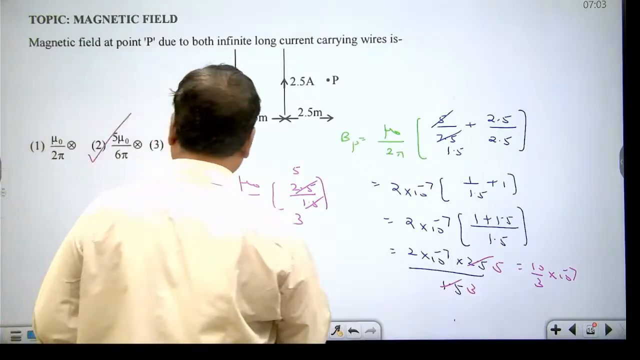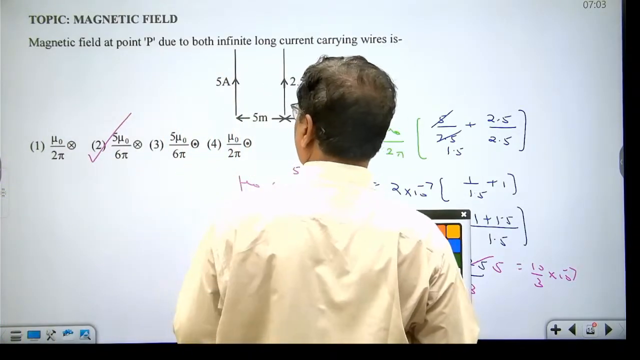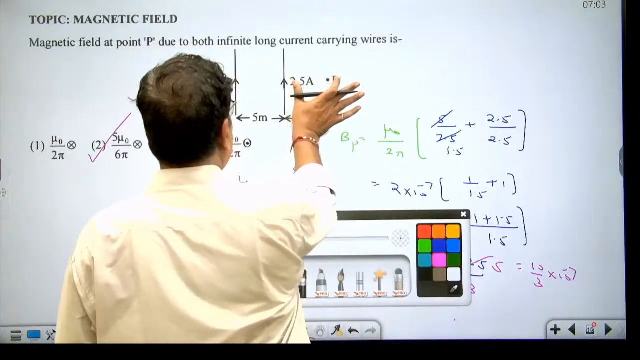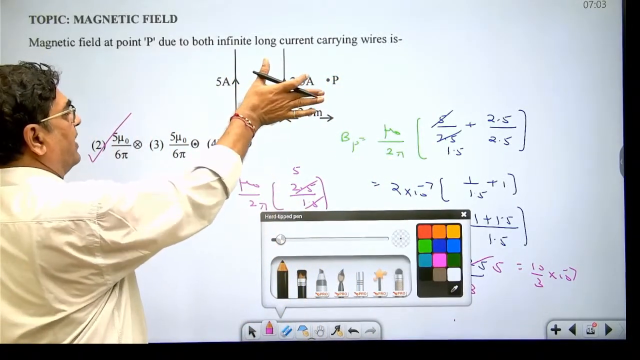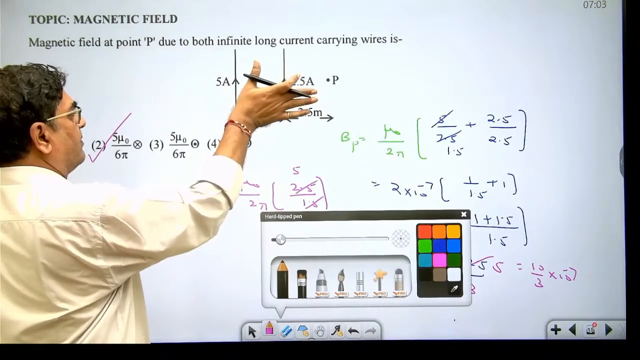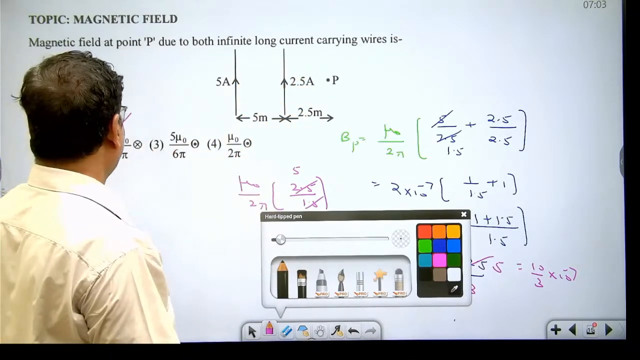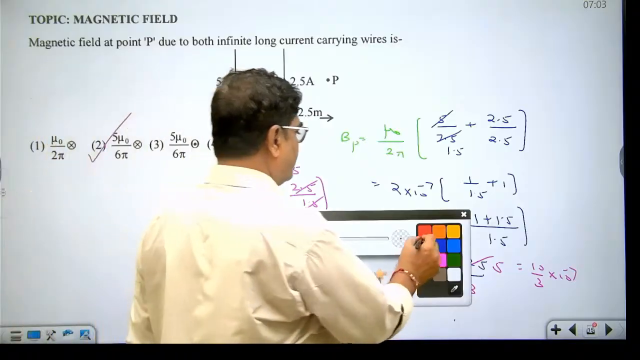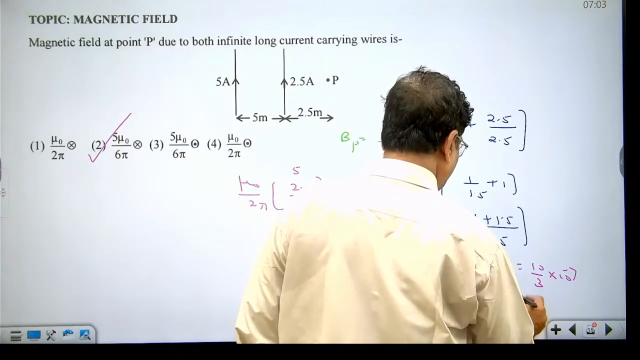So out of 4, this direction is also very important, because 5 mu 0 upon 6 pi is given in 2 options. Direction will be downward. Keep the right hand thumb in the direction of current, fingers in the direction of the observation point, and the palm's outward normal indicates the direction of magnetic field. So here at point P, the magnetic field will be acting in the downward direction. So out of 4 choices, the correct answer is option 2.